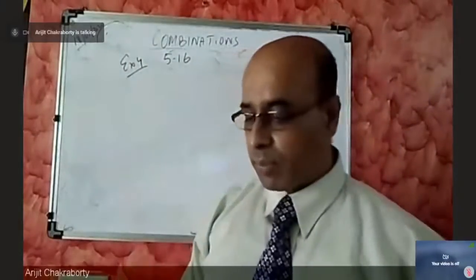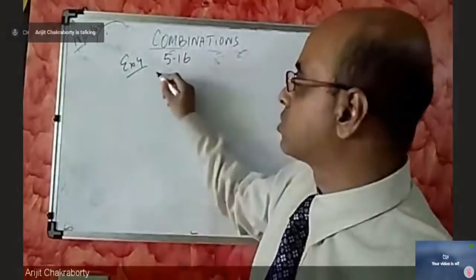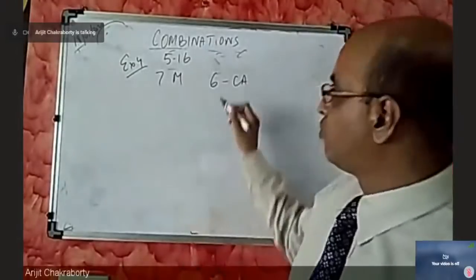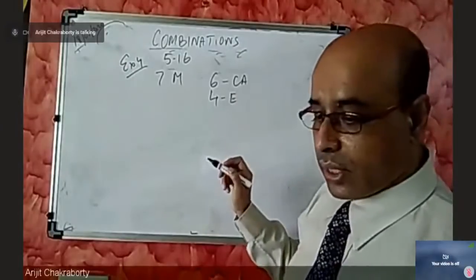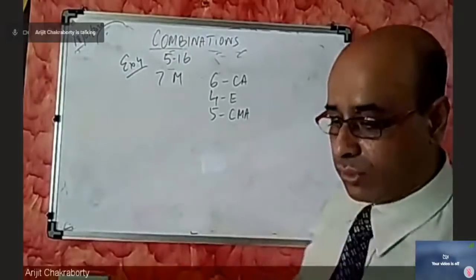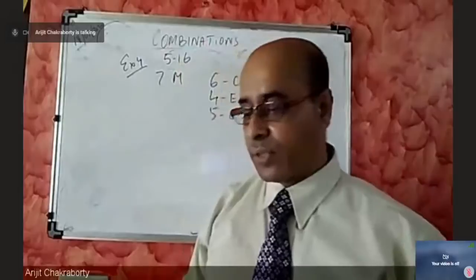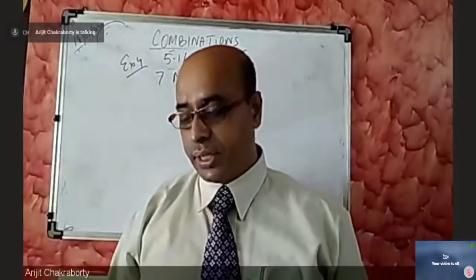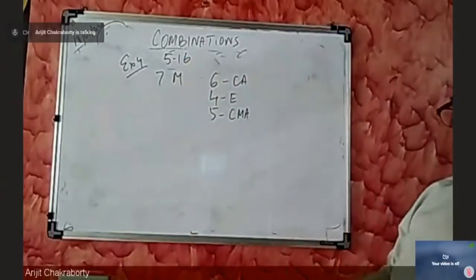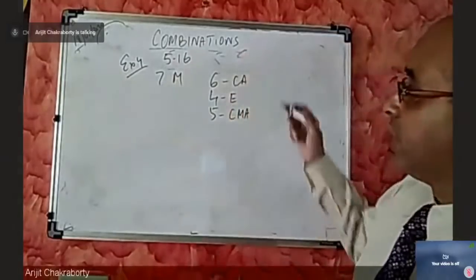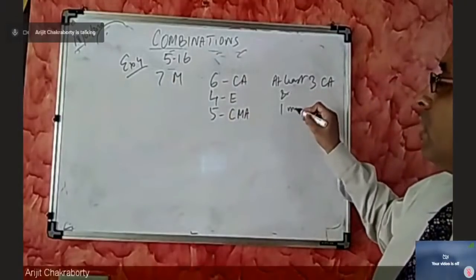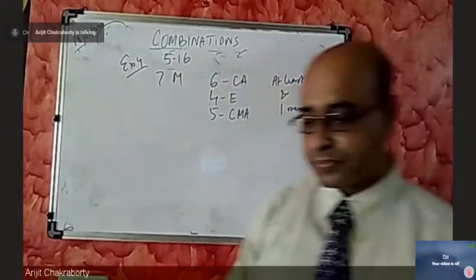A committee of 7 members is to be chosen from 6 chartered accountants, 4 economists and 5 cost accountants. I am writing CMA, cost and management accountant. In how many ways can this be done if in the committee there must be at least 1 member from each group and at least 3 chartered accountants? So there needs to be at least 3 chartered accountants and 1 member from each group.